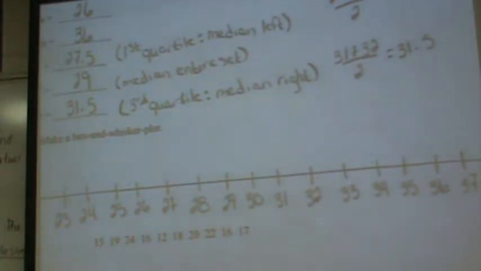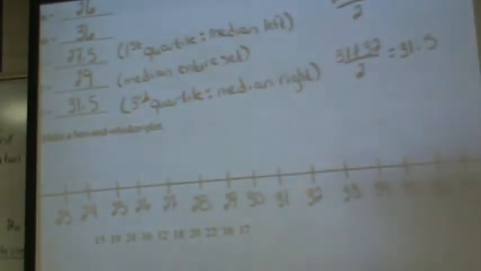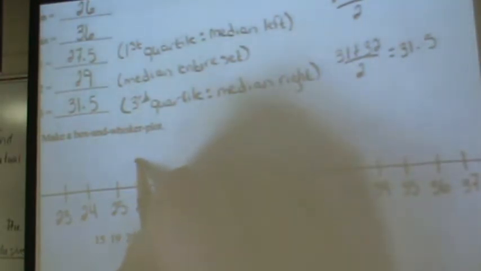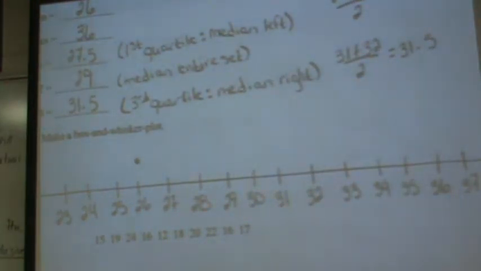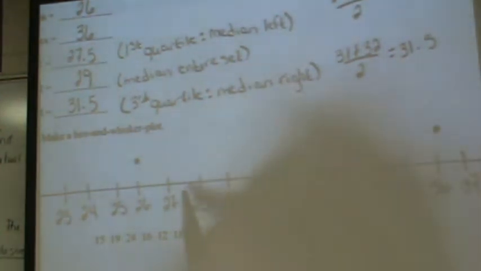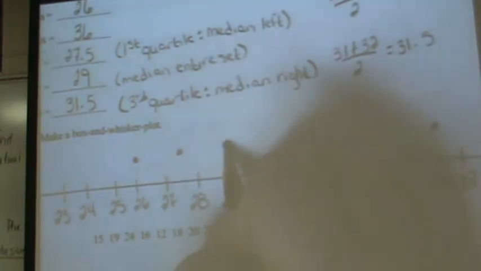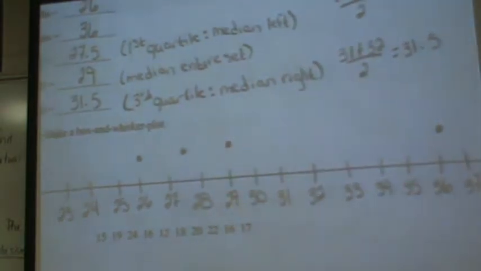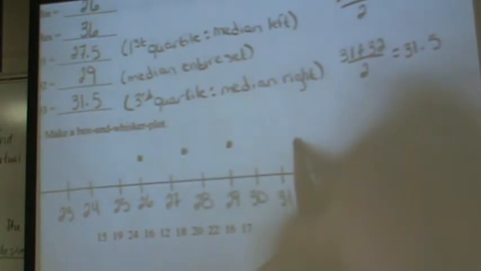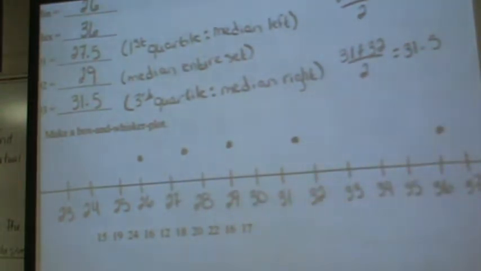So now we want to graph our 5 points. Our minimum was at 26, and again we're graphing above the number line. Our maximum is at 36. Our Q1 value is at 27.5, so that's in between 27 and 28. Our Q2 value is at 29. And our Q3 value is at 31.5, so that's in between 31 and 32.